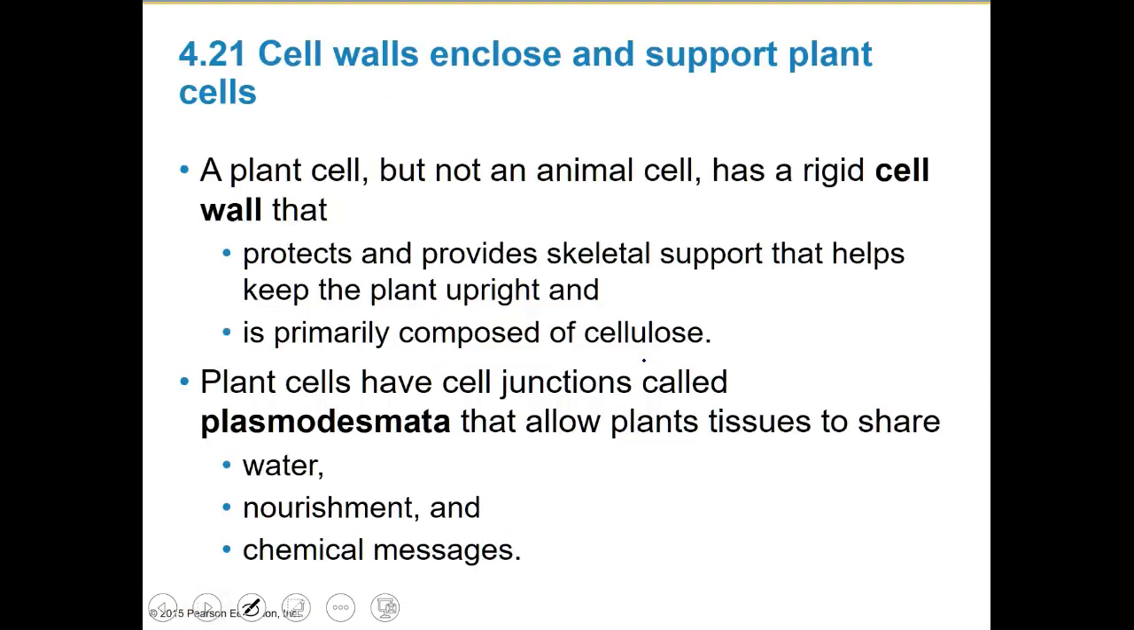All right, so a plant cell, not an animal cell, has that cell wall. This is super important. So plant cells with a cell wall, this actually protects and provides skeletal support that helps keep the plant upright. It's primarily made of cellulose. Can you figure out what that is?